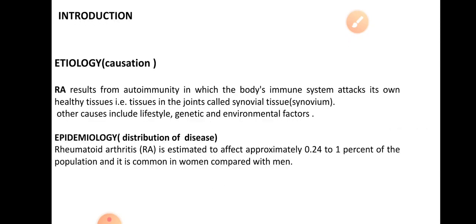Next is etiology. Rheumatoid arthritis results from autoimmunity in which the body's immune system attacks its own healthy tissues, that is, tissues in the joints called synovial tissue, also known as synovium. Other causes include lifestyle, genetic, and environmental factors. Next is epidemiology, nothing but distribution of disease. Here, rheumatoid arthritis is estimated to affect approximately 0.24 to 1% of the population, and it is more common in women compared to men.